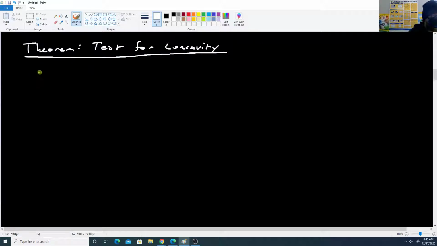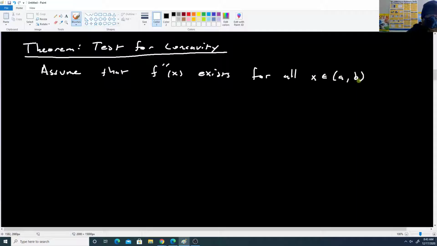So we're going to assume that f double prime exists for all x that are in A to B. Then we've got the following things. If f double prime of x is greater than 0 for all x in that interval.